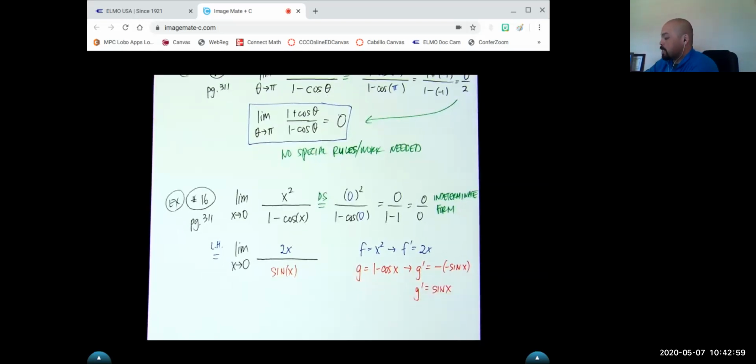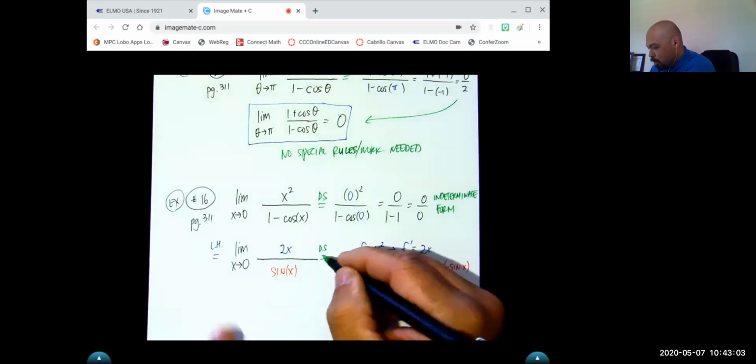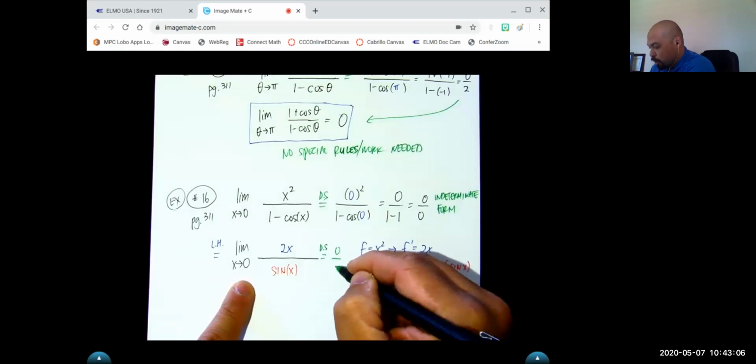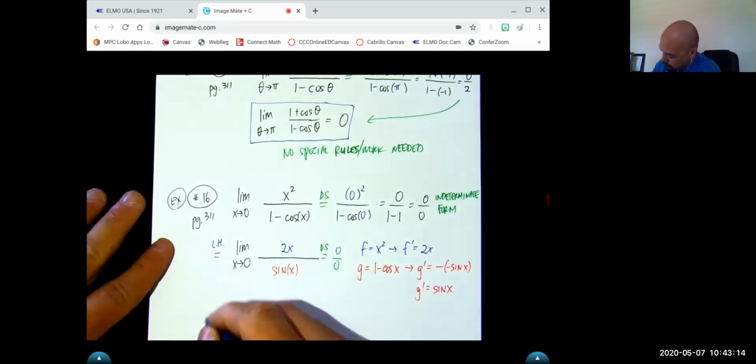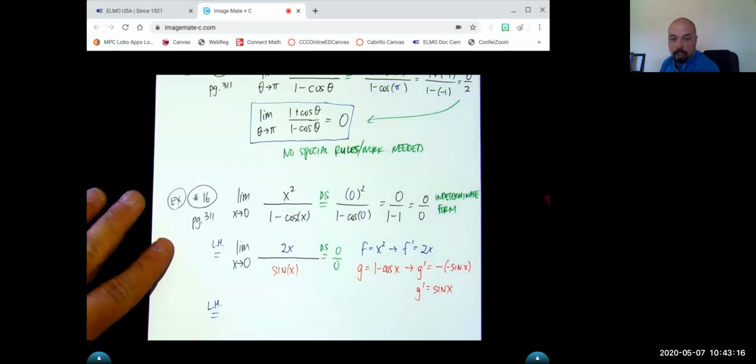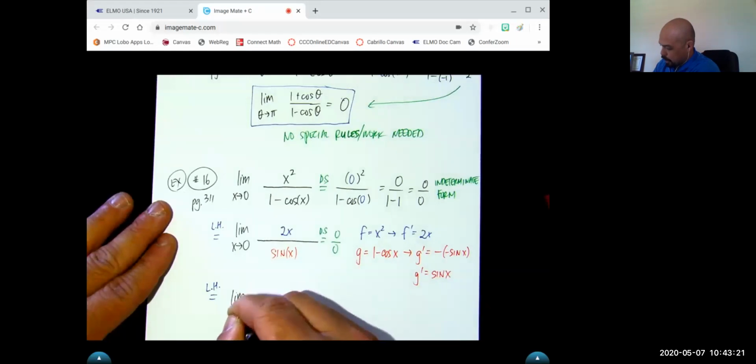And then if I do my direct substitution here, plug in 0, we still get a 0 over 0 case, right? So kind of thinking about that, I can evaluate. So again, L'Hopital shows up, taking a limit as x goes to 0.